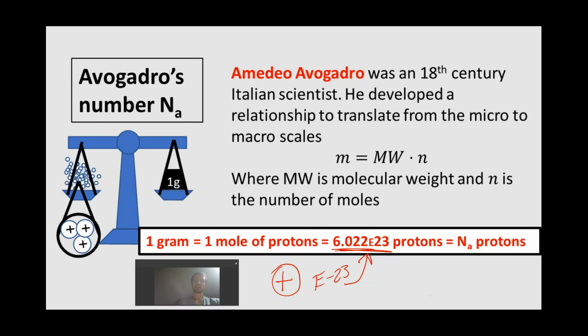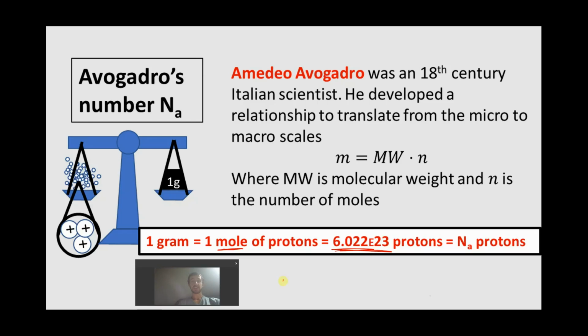And so it turns out that if you have a mole, it's a fancy word for an Avogadro's number of something. If you have a mole of protons, that will have a mass of 1 gram. So if you have 6.022 times 10 to the 23rd protons, they will have a mass of 1 gram.